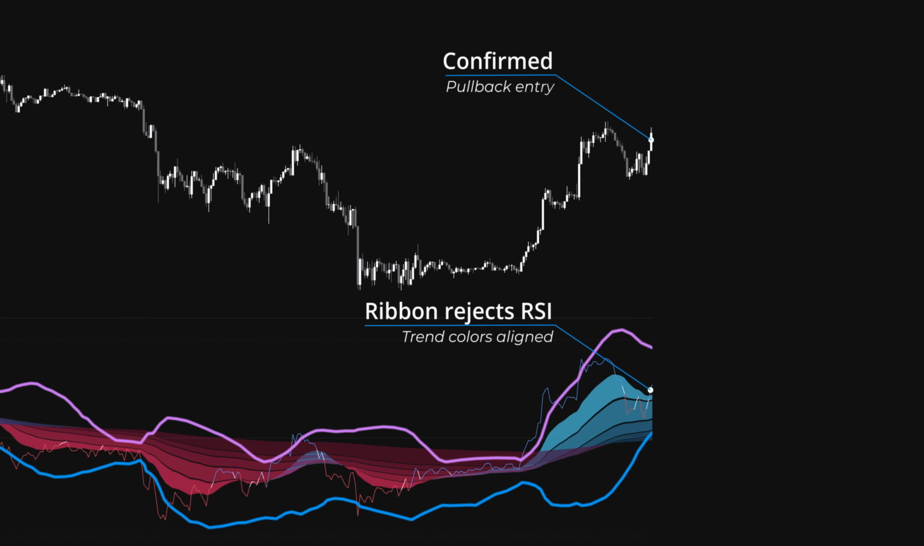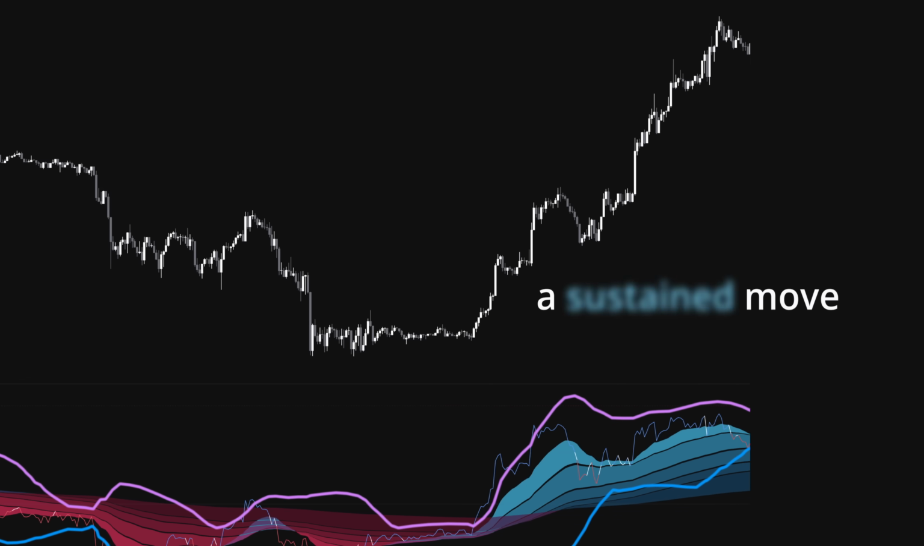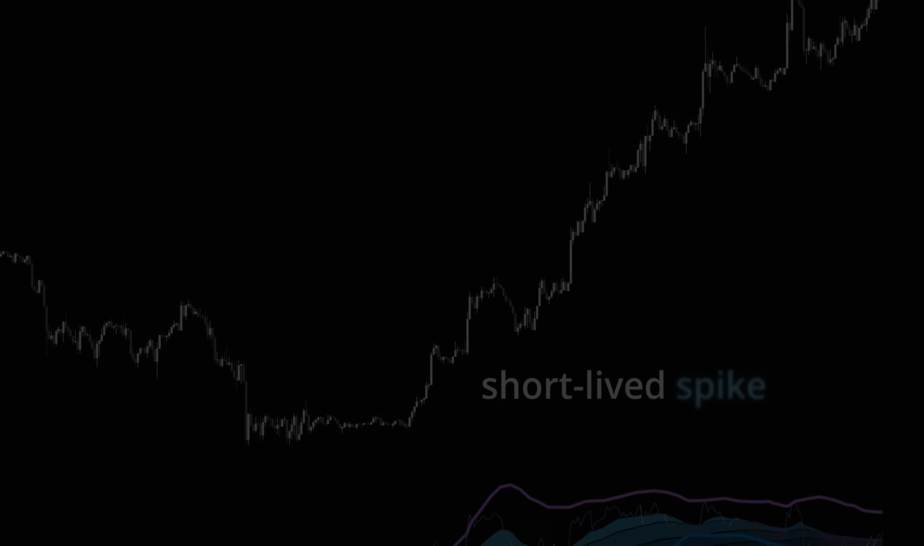Wait for a pullback where RSI retests and rejects the ribbon. When both the ribbon and RSI color gradients align in the breakout direction, it often marks the start of a sustained move rather than a short-lived spike.